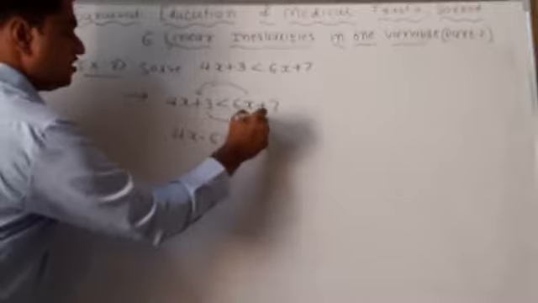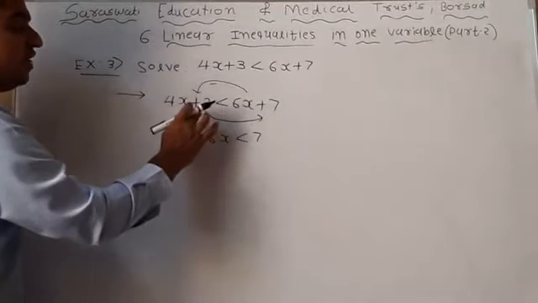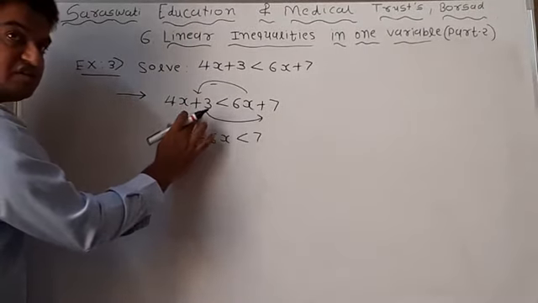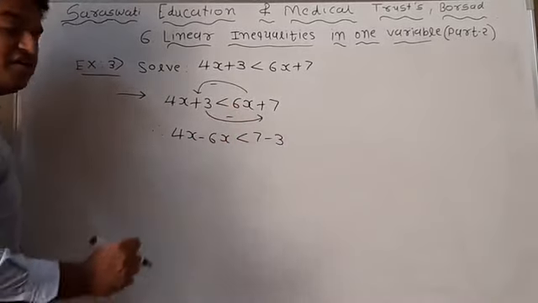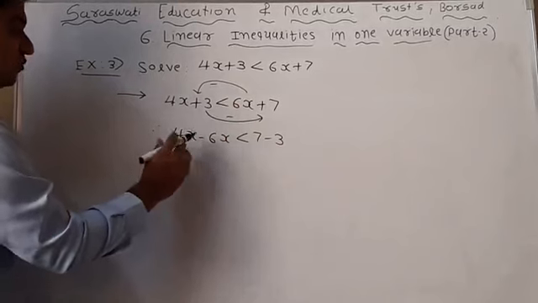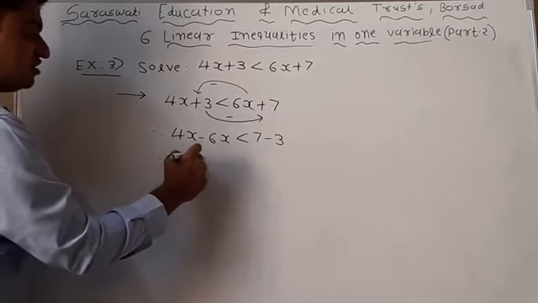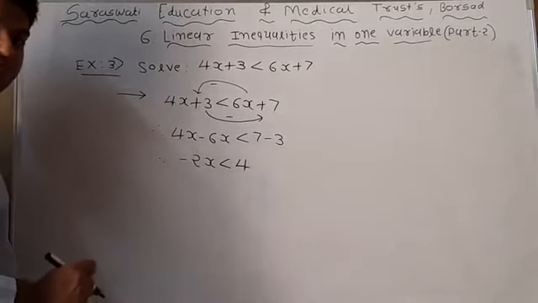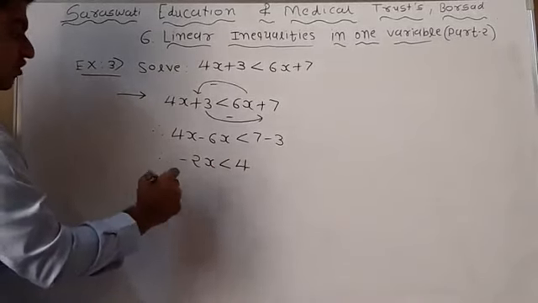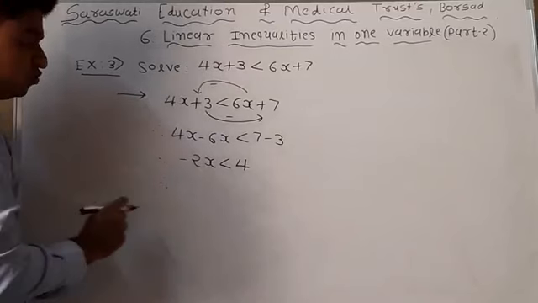Now here 3 written on the opposite side. Since the plus sign is present, on the opposite side the minus sign is written. So therefore 4x minus 6x, that means minus 2x less than 4. Now divide by 2.